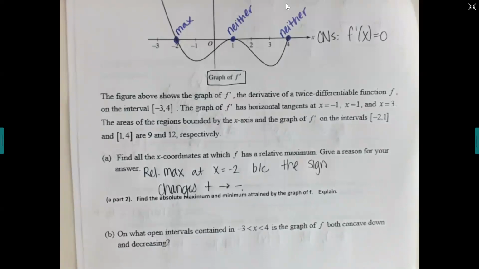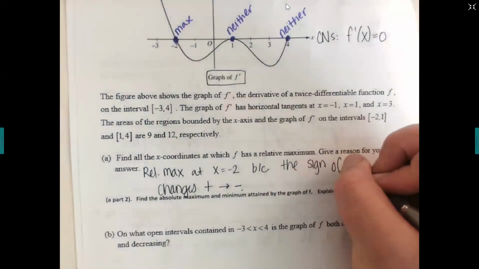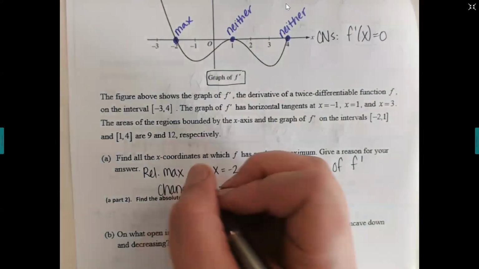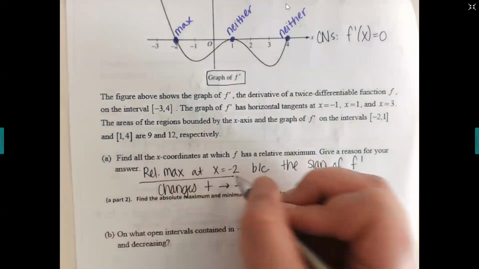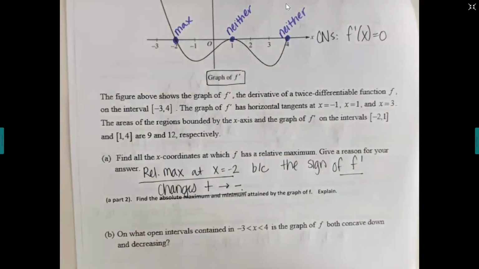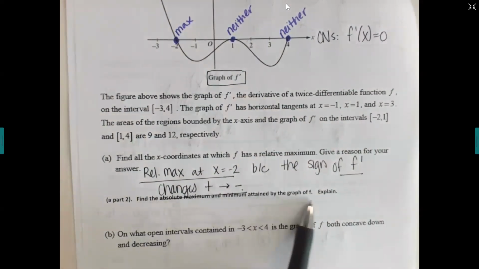The sign of what? The sign of F prime. Okay, so when you say the sign, are you talking about the slope? Are you talking about the concavity, right? So the sign is too broad, it's not actually going to be specific enough to give you your justification. Okay, so we have a max at -2 because F prime changes from plus to minus. Make sense?